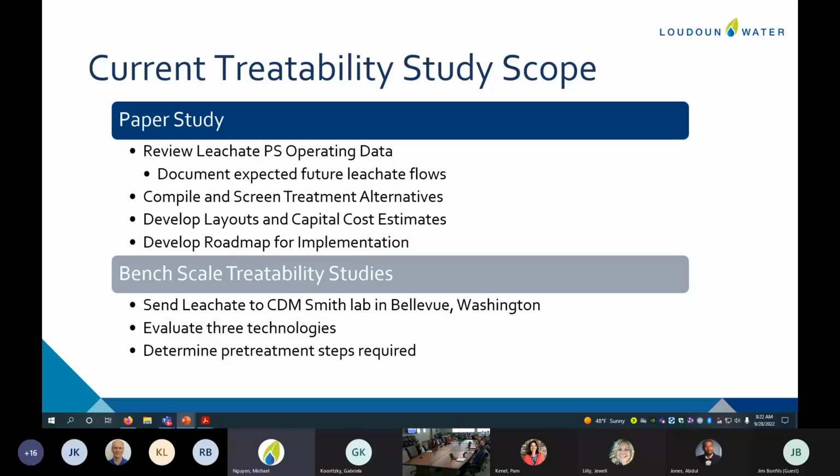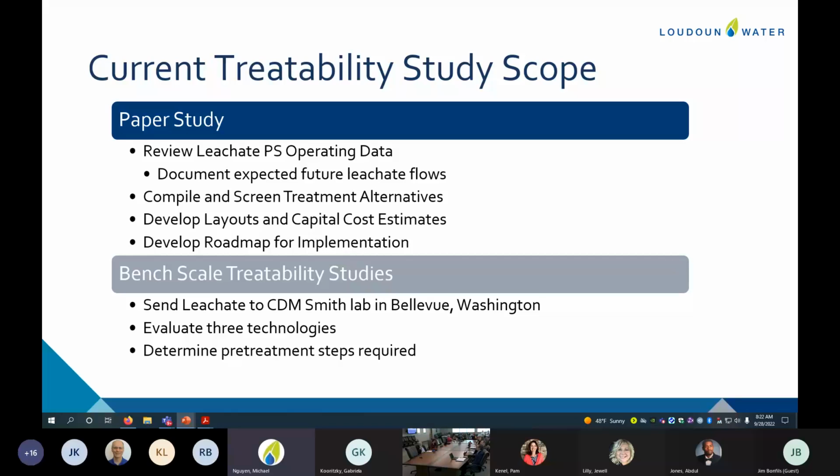So this involves sending 600 gallons of leachate to the consultant's lab in Bellevue, Washington, where they have bench scale versions of 3 of the most promising technologies, and they're going to treat the county's leachate. So we know specifically on our waste stream then how much of the PFAS and what type we can remove and how feasible these are going to be.